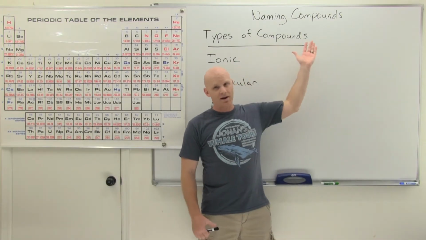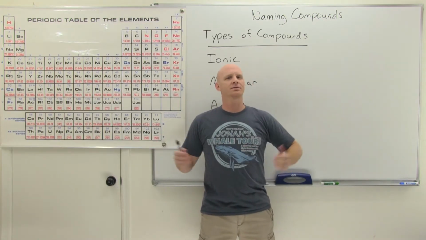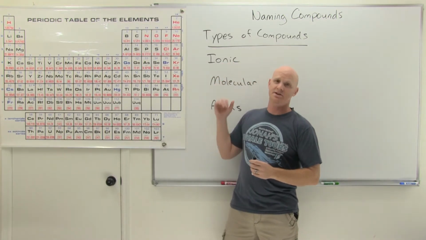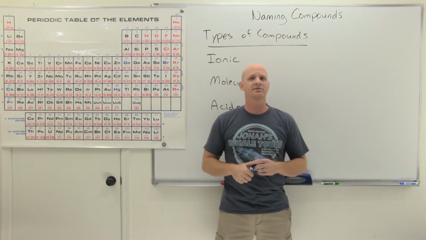Nomenclature, or naming compounds. That's what we're going to cover in this lesson, and we're not going to name every compound in the universe, but we're going to name 3 specific types of compounds. So ionic compounds, molecular compounds, and then a couple different types of acids.